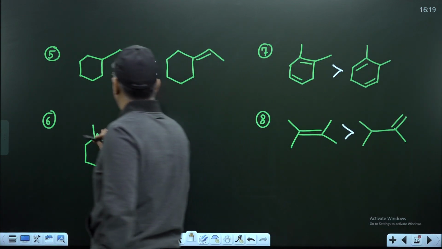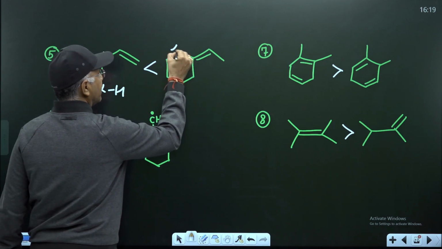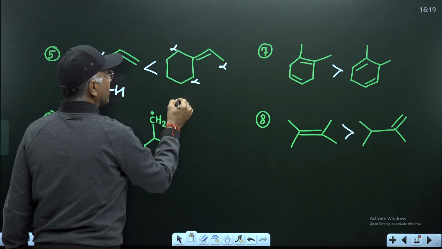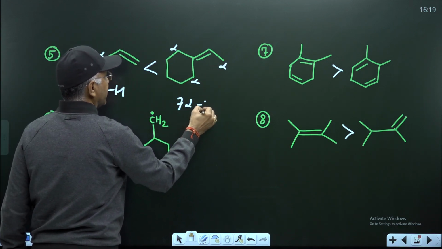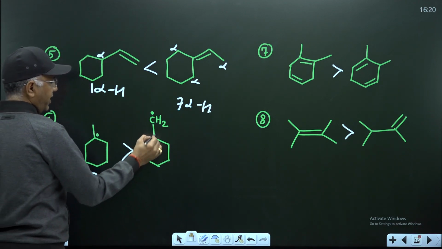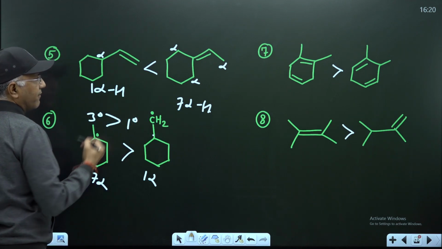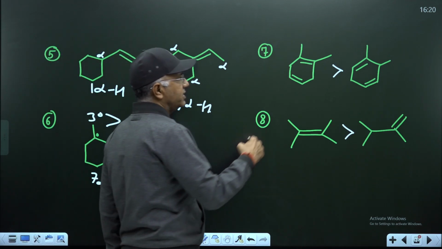Now, again, example fifth: the first one has 1 alpha H, the second one has 7 alpha H, so the second is more stable. In sixth, it is a 3 degree with 7 alpha, the other has 1 alpha, which means 3 degree is more stable than 1 degree. Now, in 7, this is an isolated diene.